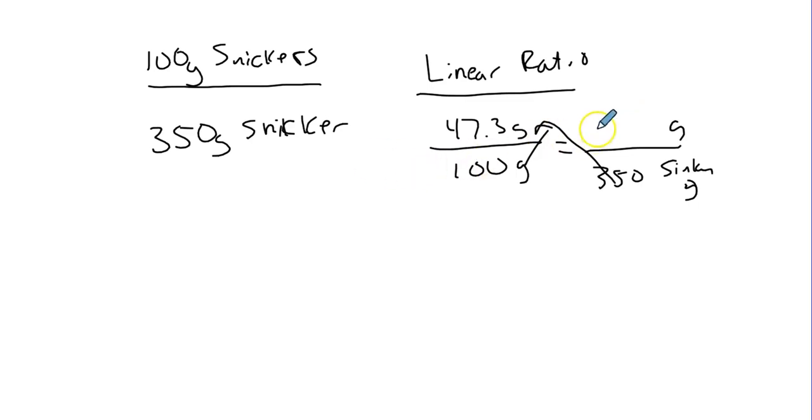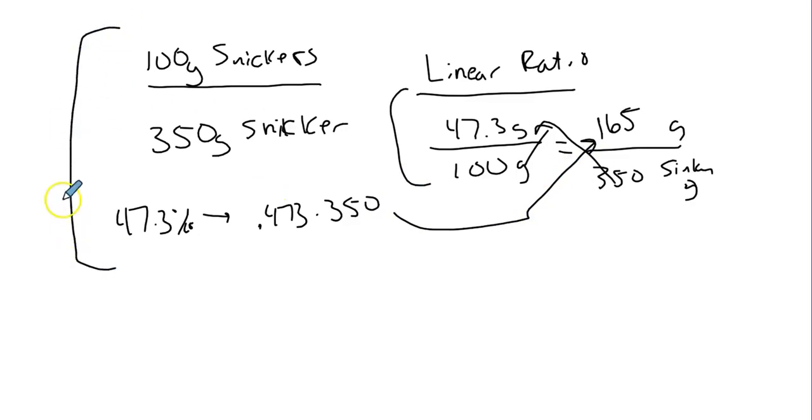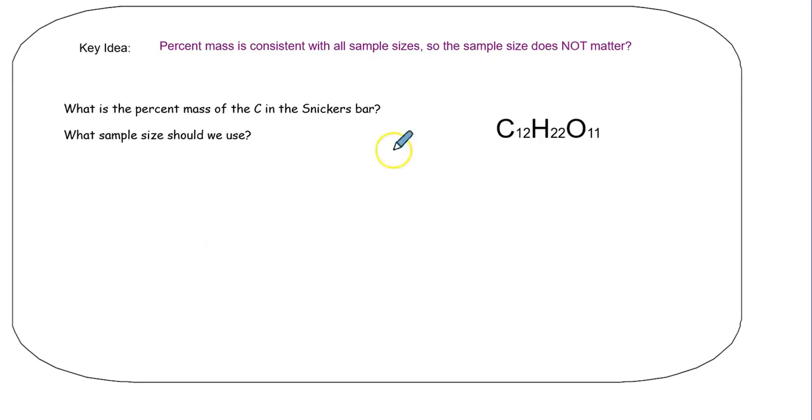Now, most people wouldn't do this whole thing. They would just say 47.3%. What you do is just convert this to a decimal, 0.473, multiply it times 350, and you get your same answer. So keep in mind, this is a little bit of math that we're going to be using a lot as we go forwards. Okay, so next one. Percent mass is consistent with all sample sizes, so the sample size does not matter.